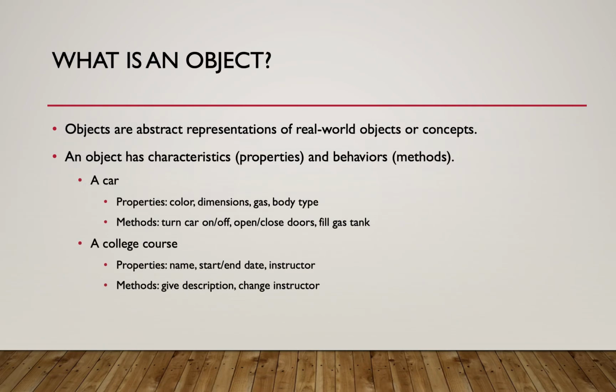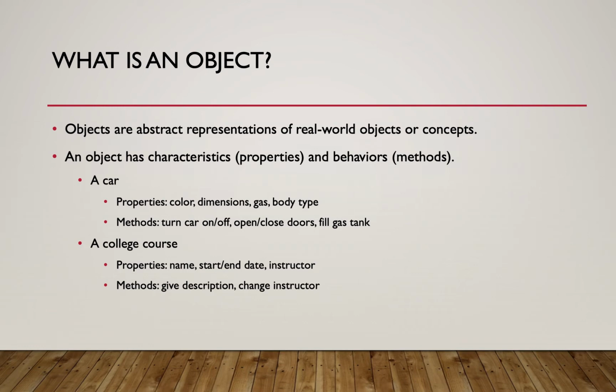For example, a car and a college class are two different kinds of objects. Properties describe the object's characteristics. The car has a color, dimensions, gas, and a body type. The course is very different from a car, but we can also describe it in terms of its name, starting and ending dates, and its instructor.